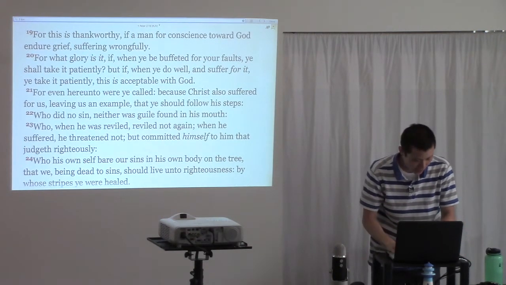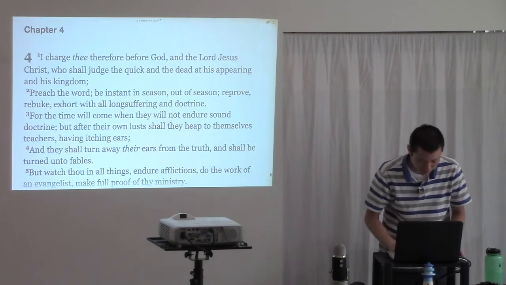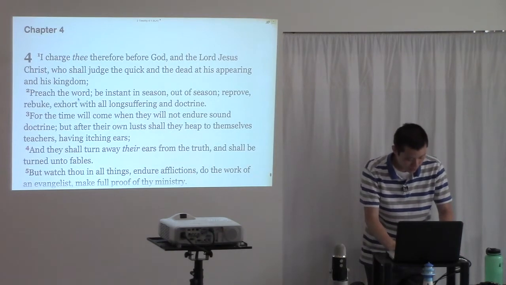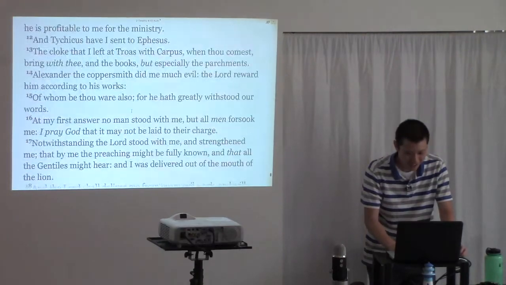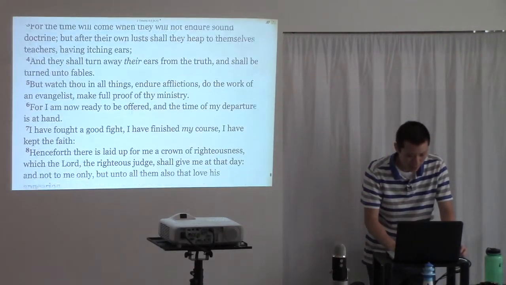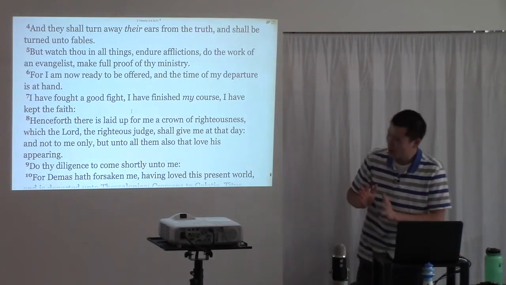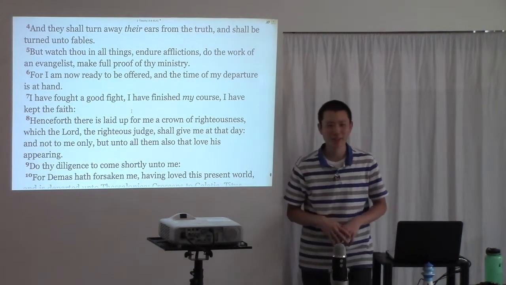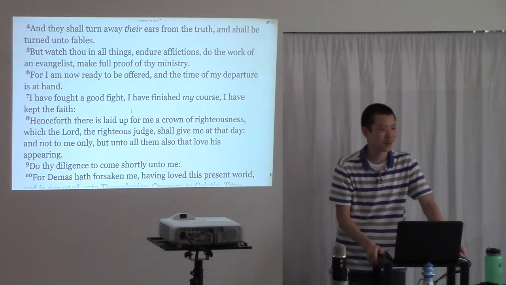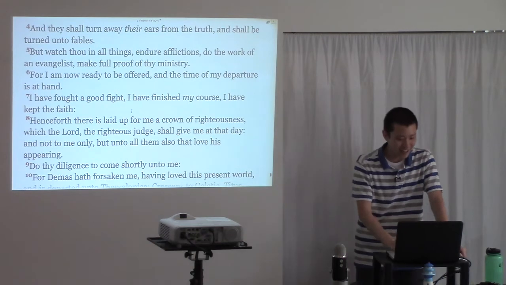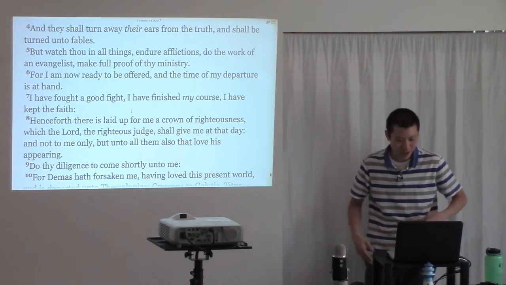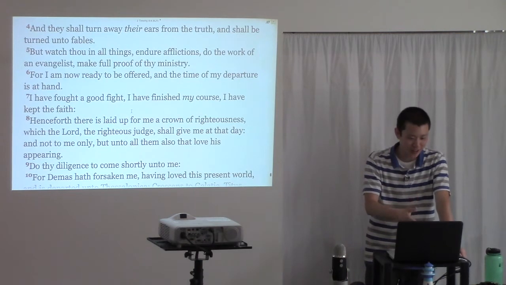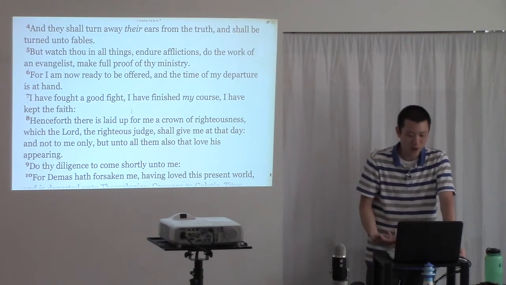Now, I want to just go back to 2 Timothy 4 and just show you some things about this crown of righteousness. I thought this crown of righteousness was interesting because it's sort of like the culmination of the three crowns. And we read that in verse 5 where it says, "Watch thou in all things, endure afflictions," which we just talked about, "do the work of an evangelist," the crown of rejoicing, "make full proof of thy ministry."